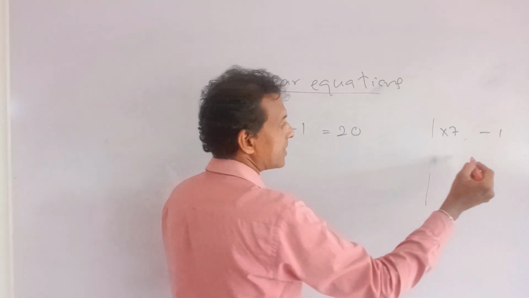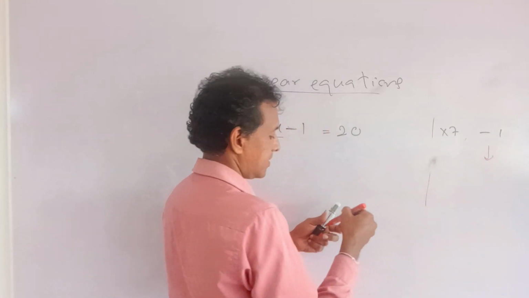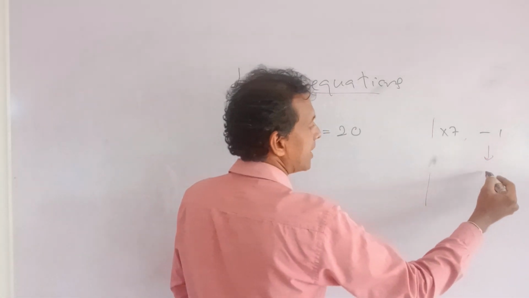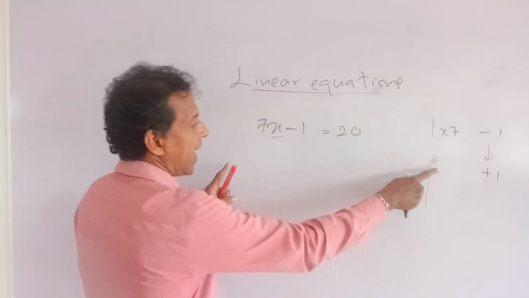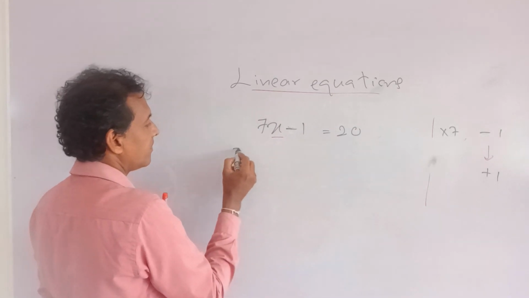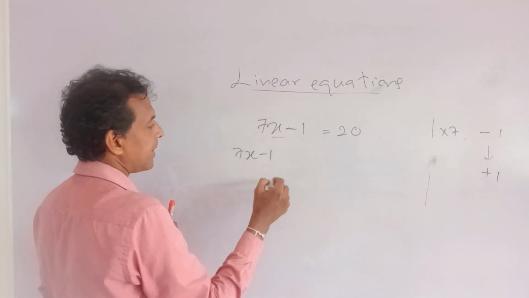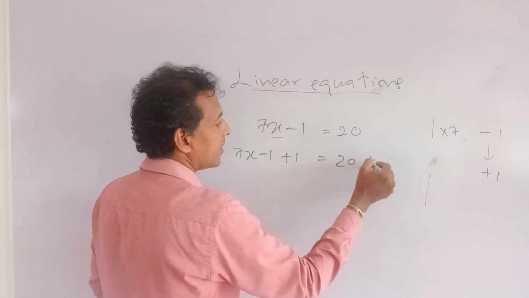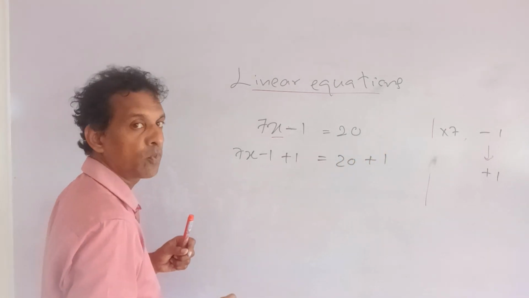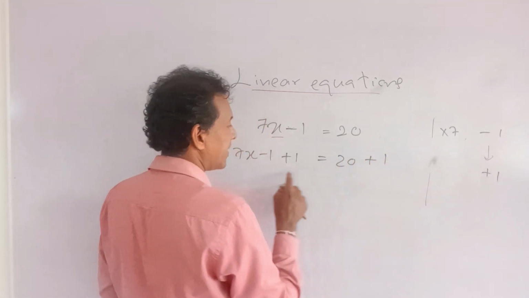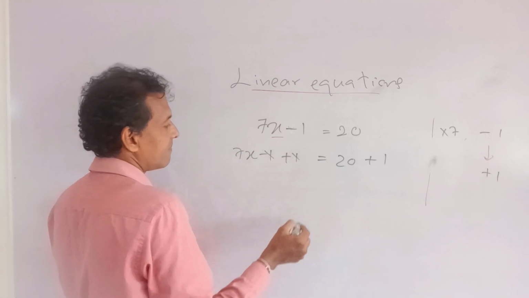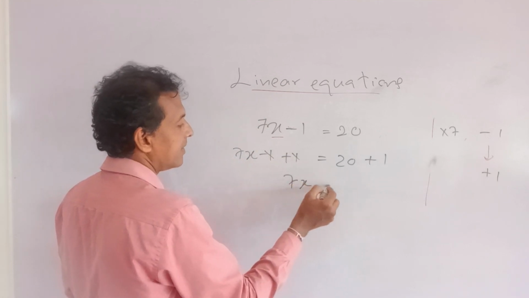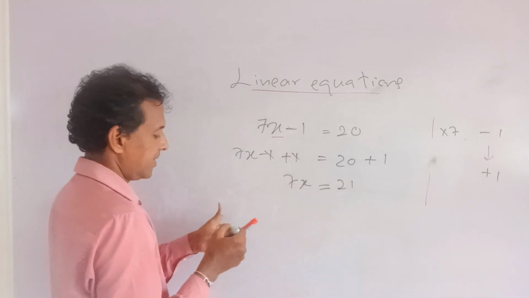Starting from the last operation we wrote, subtraction 1 is replaced by addition 1. So add 1 to both sides. We have 7x minus 1 plus 1 equals 20 plus 1. Same thing to both sides. Here this gets cancelled. We have 7x equals 21.